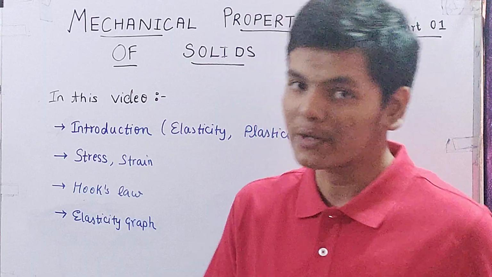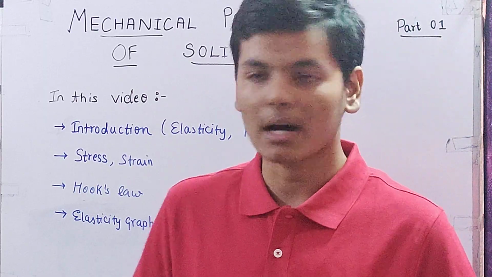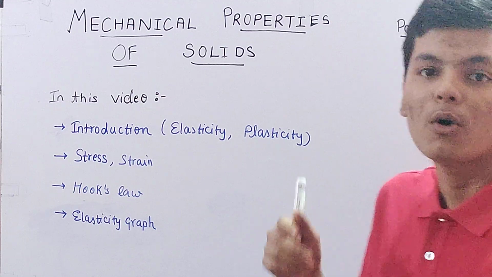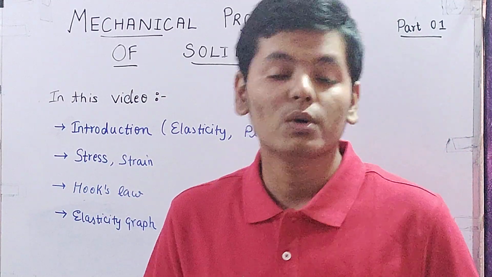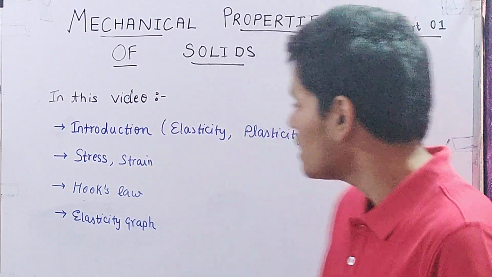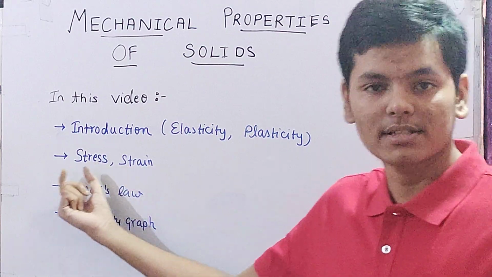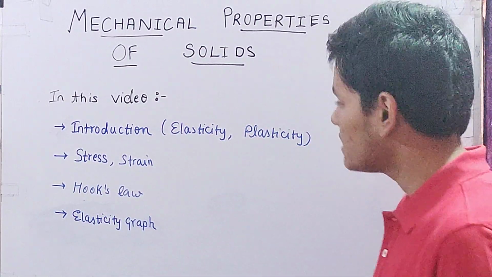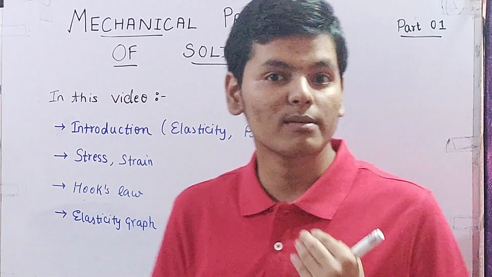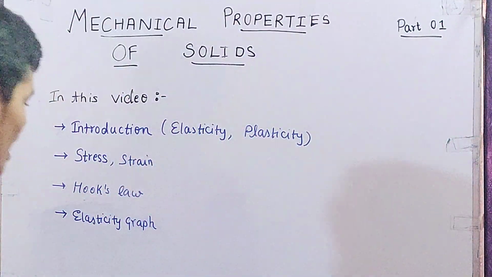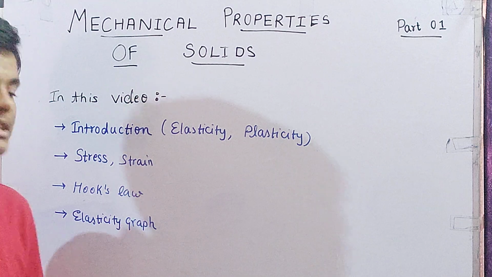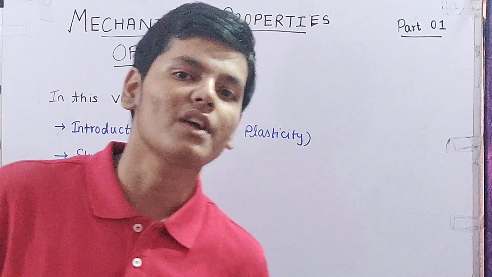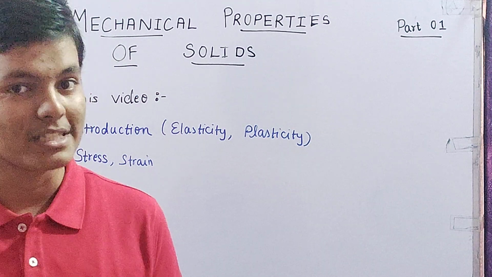Today's video is going to be an introductory video wherein we are going to learn the introduction, that is, what is elasticity, what is plasticity, which is a perfectly elastic body, which is a perfectly plastic body. Then we'll be learning what is stress, what is strain. These are the two types of forces which we'll be learning. Then we have Hooke's law, and then lastly we have the elasticity graph. Usually this graph is taught during the last part of the chapter, but we are going to learn it first because it builds up the basics of this chapter.